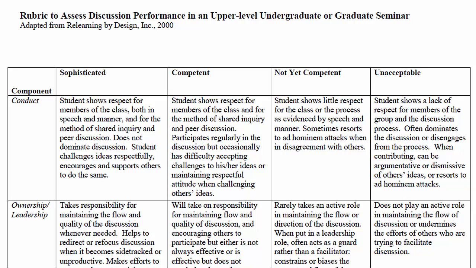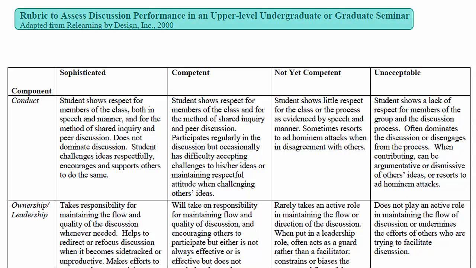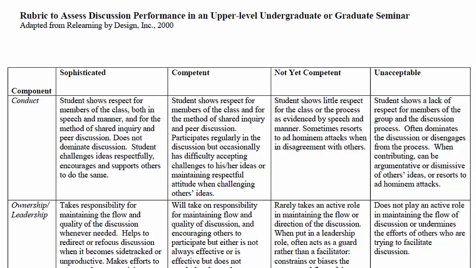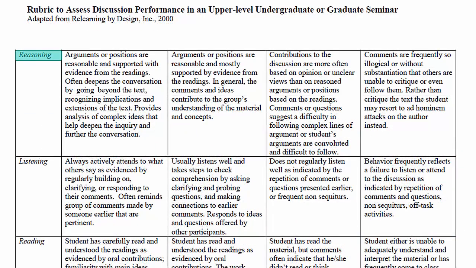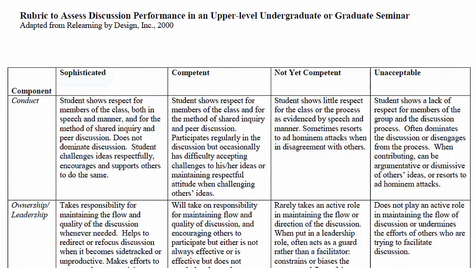This is a rubric from the Teaching Excellence Center at Carnegie Mellon University. It is used to assess the quality of discussion and participation. The components of class discussion that are assessed include conduct, ownership or leadership, reasoning, listening, and reading. In each of these areas, students are assessed as sophisticated, competent, not yet competent, or unacceptable.